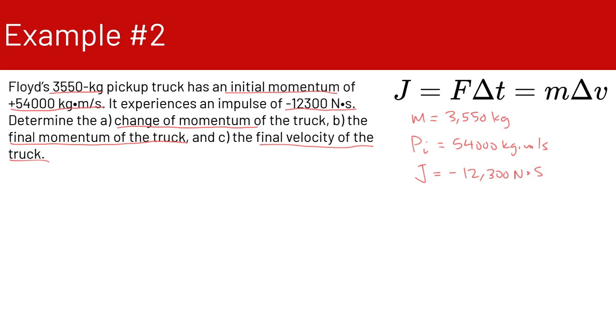All right. So for A, we want to know the change of momentum. So change of momentum, delta P, is equal to J, which is equal to minus 12,300 Newton seconds. So change of momentum is equal to impulse. So that's equal to the information that we were given in the problem statement. B, the final momentum of the truck.